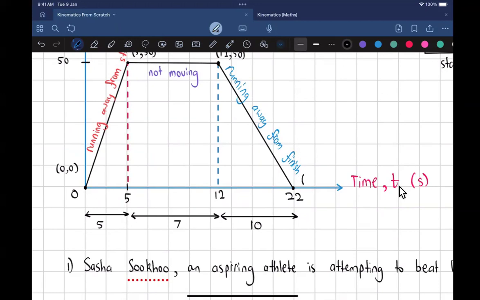So Haley, when he reaches back at the starting line, what would the time have been on the stopwatch? 22 seconds. Right, that's all we know for sure. And since he's back at the starting line, at the 0 point, it's 22 comma 0. We good? Yeah.